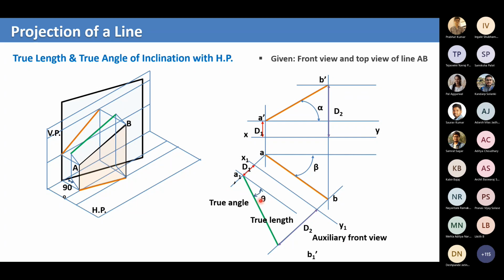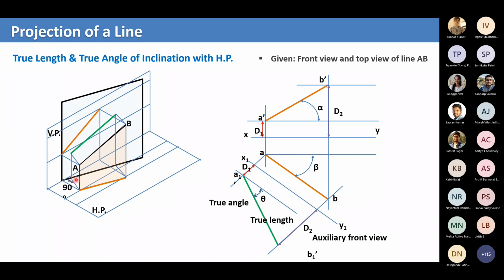So now let us see why it is the true length. We have got the auxiliary projection. Why are we calling it the true length? It may be that it is also short. So we will see why.